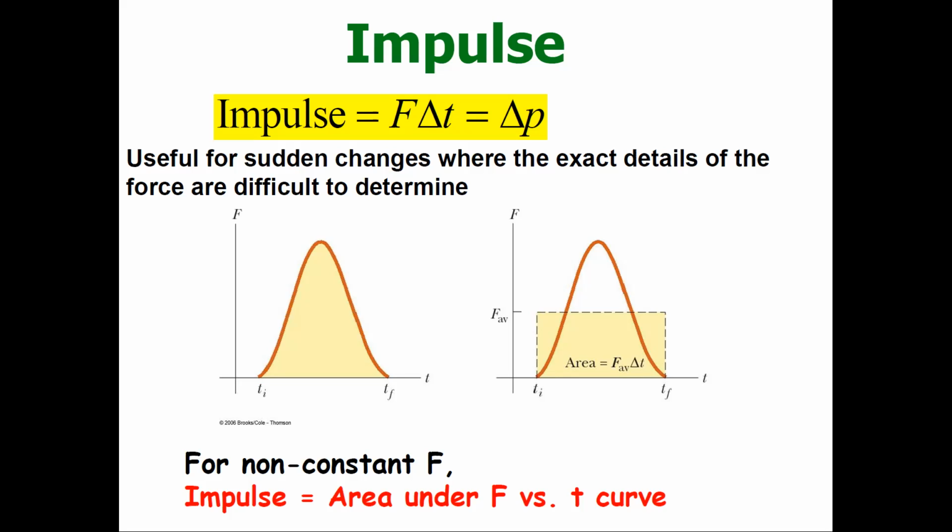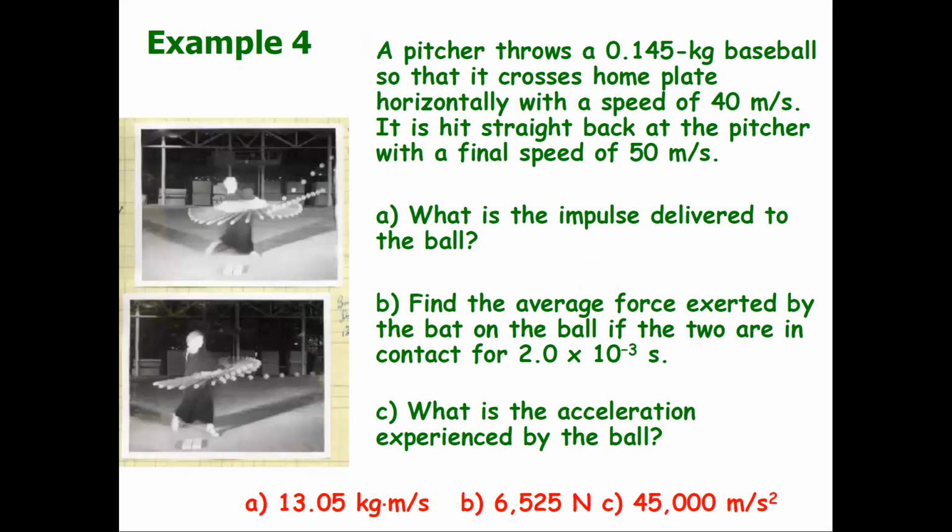Now, looking at the diagrams, we are talking about the constant case. For non-constant F, impulse is just the same as the area under the F versus t curve. So if you have been given a curve like this one and asked to find the impulse, you should calculate the area under the curve. As simple as that.